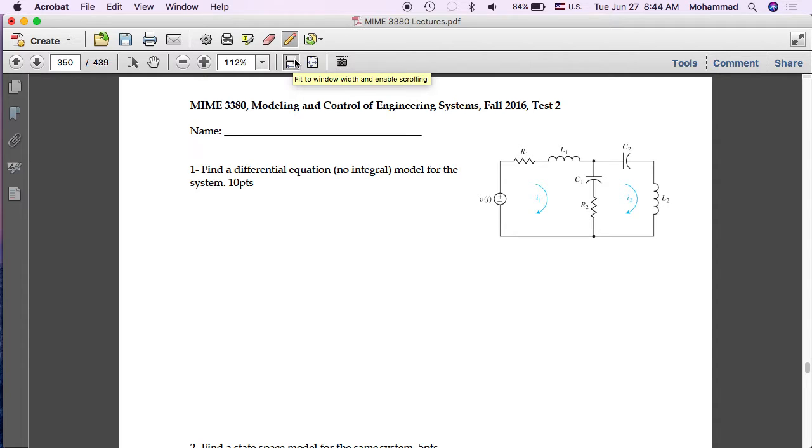Just to help you here a little bit to get to the answer easier, you can assume the current that passes through this branch is I1, and the current that passes through the second loop is I2. So if what passes through here is I1, and what passes through here is I2, what passes through this portion is I1 plus I2. Just a heads up.